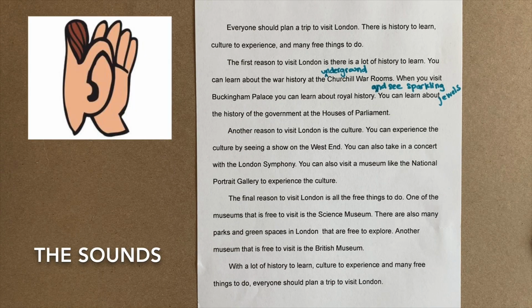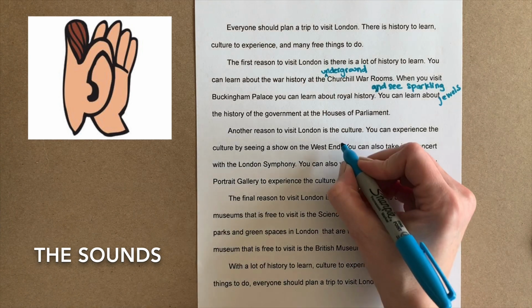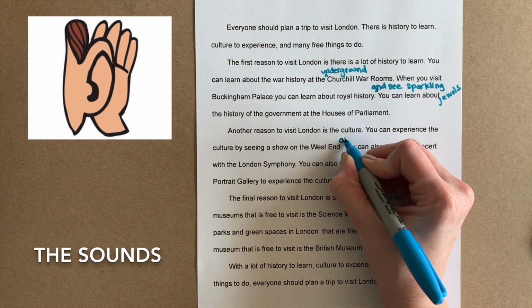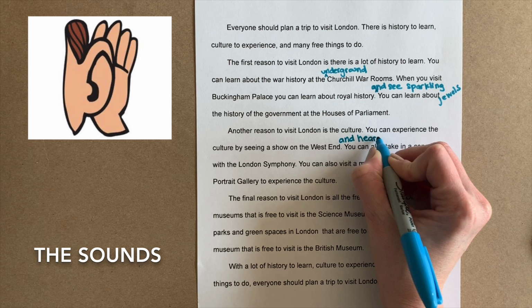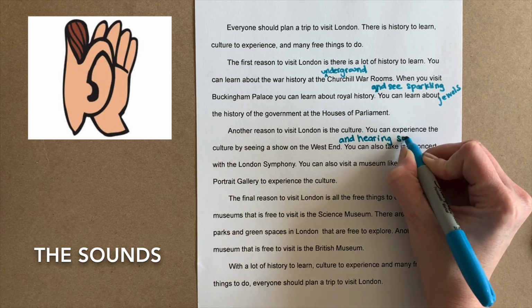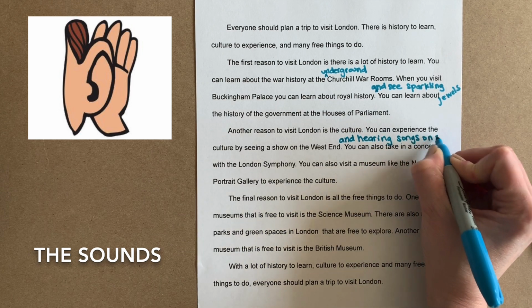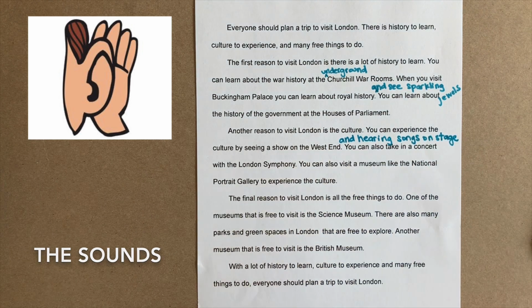Another thing we can do is talk about what you can hear. So when you go see a show on the West End, or you take in a concert with the London Symphony, you can hear the singing on the stage at the West End. So you can experience the culture by seeing a show on the West End and hearing songs on stage. That gives the reader a little taste of what they can hear.